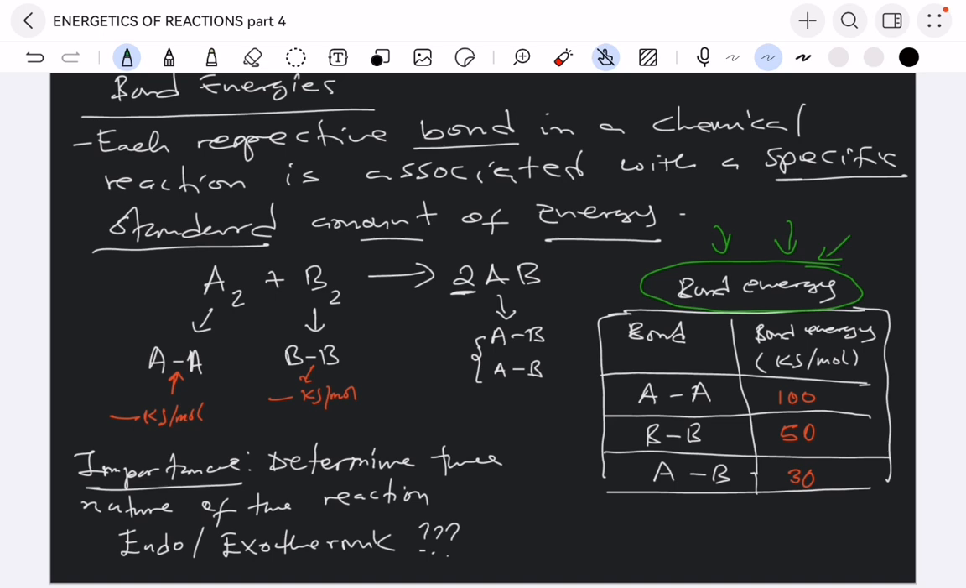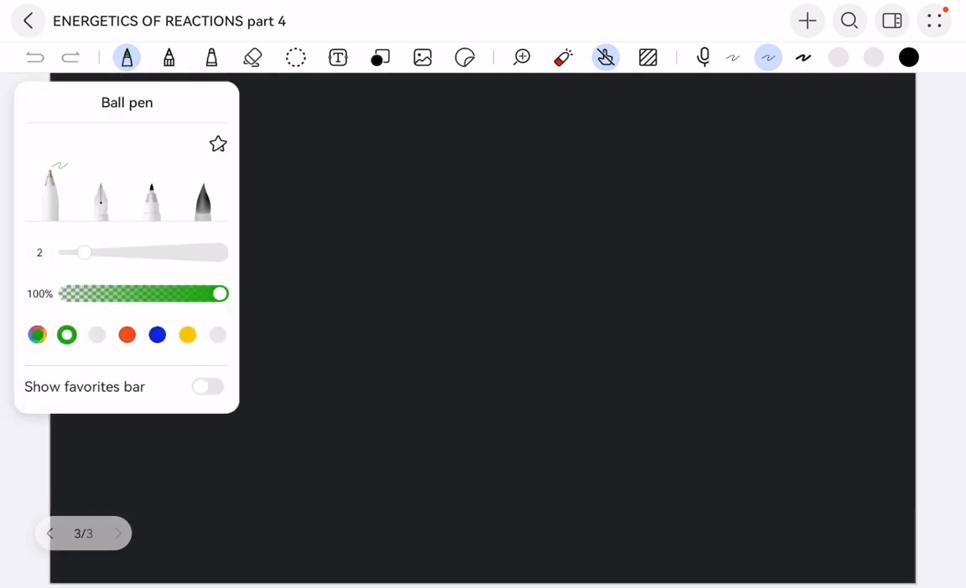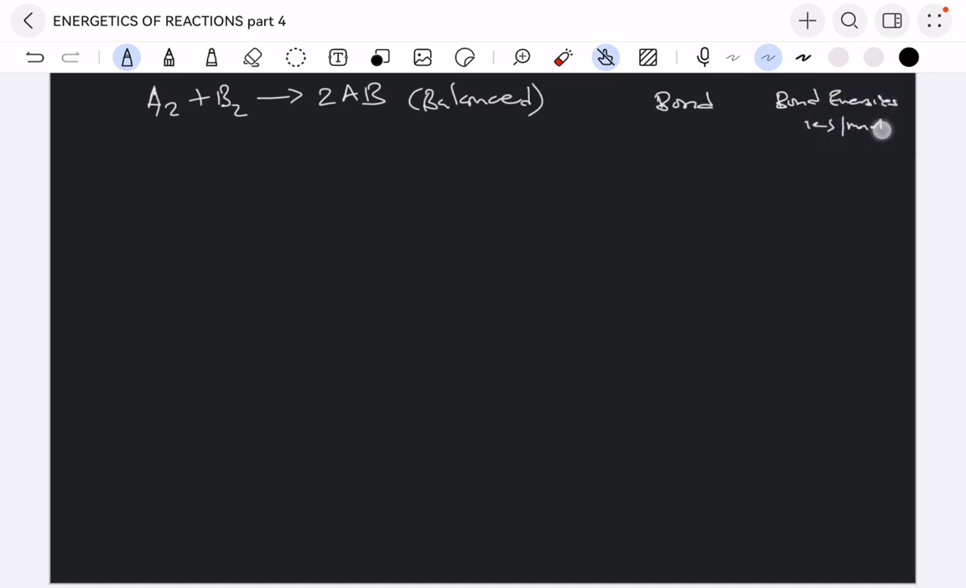So how do we go about it? So I'm going to use the same example that I have given here. So we're saying A2 reacting with B2 producing 2AB. So ensure that the reaction is balanced. Then the bond energy table is always given. So the bond energy is in kilojoules per mole.